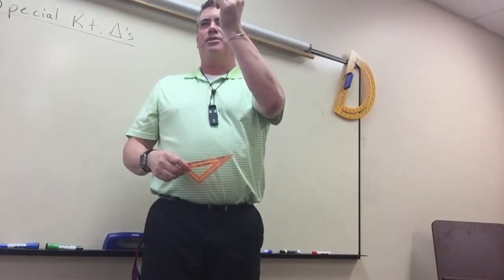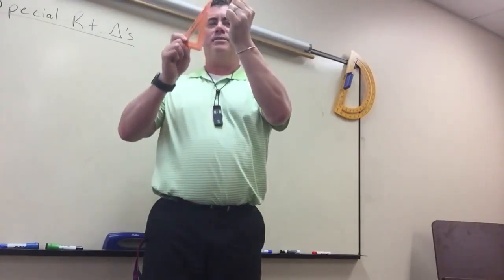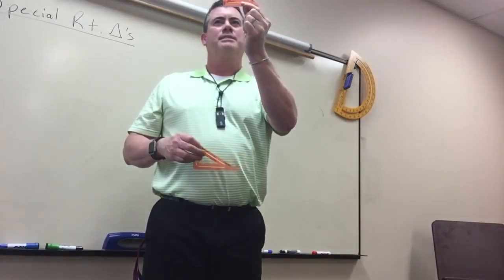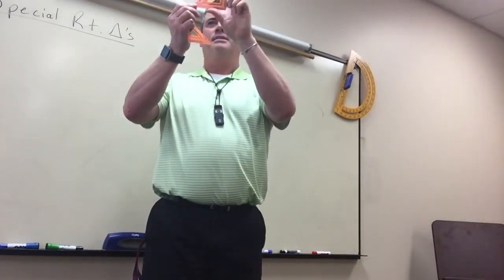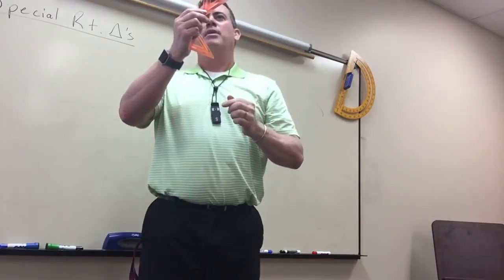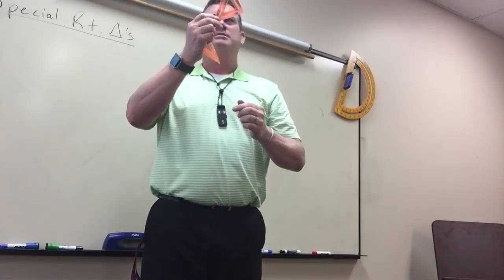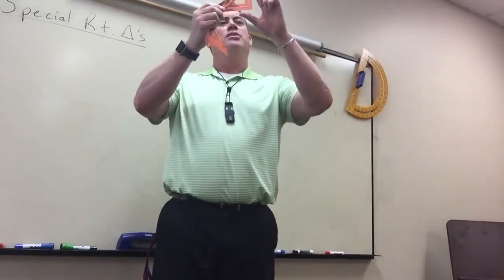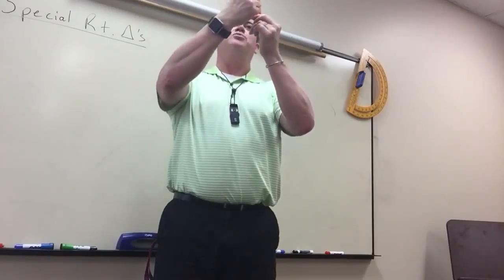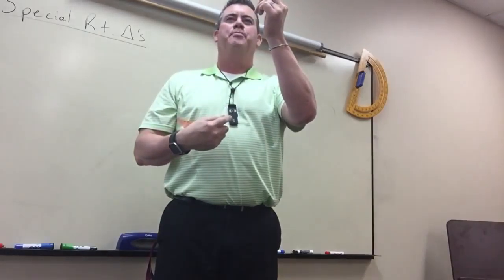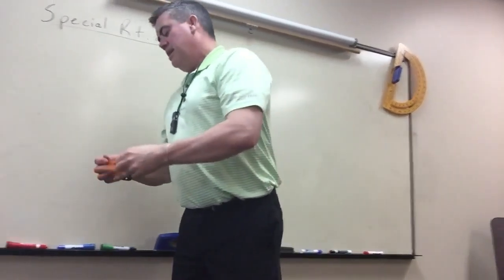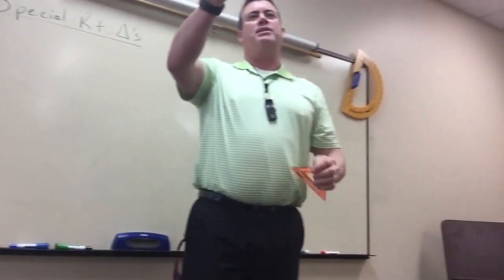Anyone know what kind of triangle this is? It's a right triangle. Not equilateral, because in an equilateral all sides are the same. It's isosceles. These two equal each other. So since this is isosceles, how many degrees would each of these be? 45s. So the other special triangle is one like this.